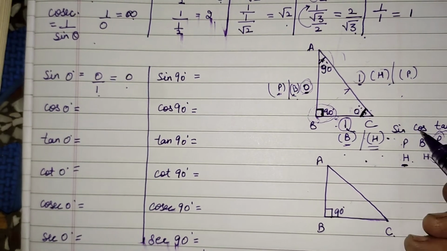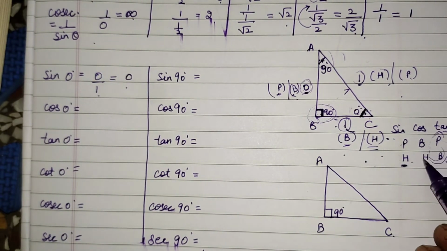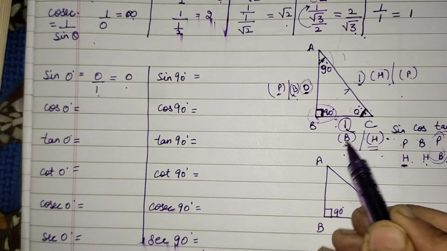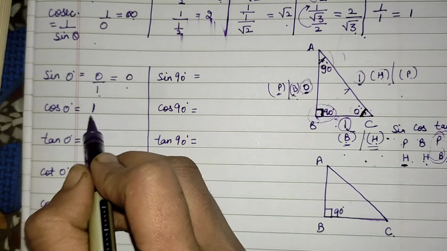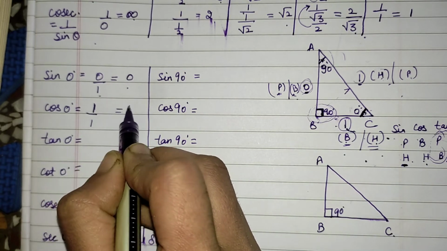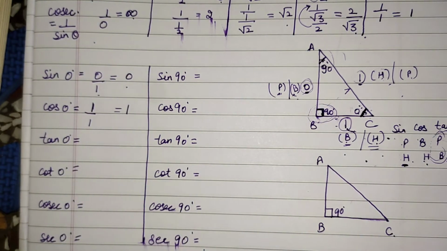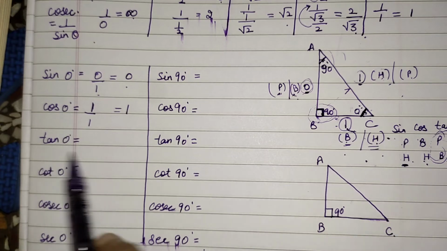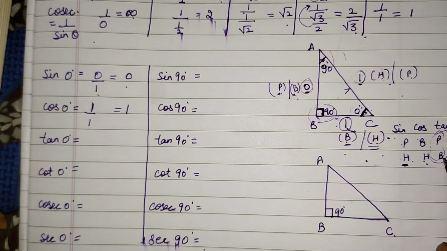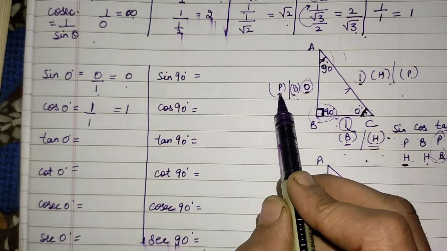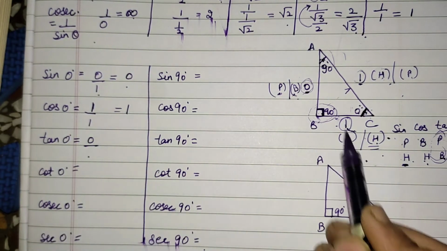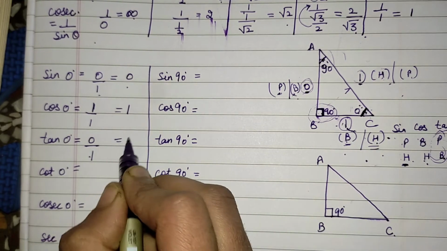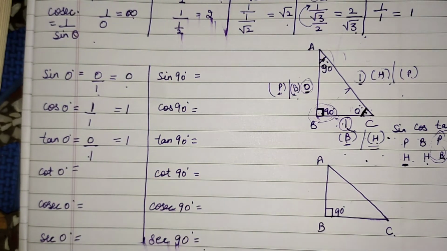Next, cos theta. Cos theta is base by hypotenuse. Base is my 1 and hypotenuse is also 1. So my answer will be 1. Next, tan 0. Tan 0 degree is perpendicular by base. Perpendicular is my 0 and base is my 1. So my answer will be 0.